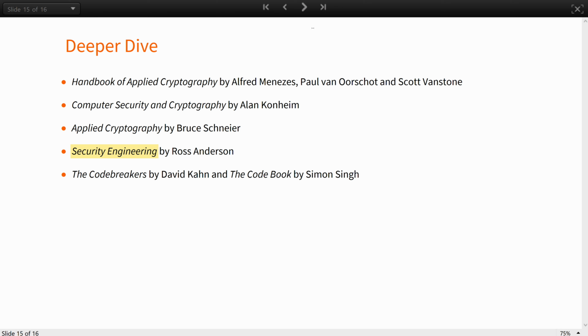Security Engineering by Ross Anderson covers a lot of ground in information security with real-world case studies. And finally, The Codebreakers by David Kahn and The Code Book by Simon Singh are great for those who are interested in historical context and the evolution of the field.